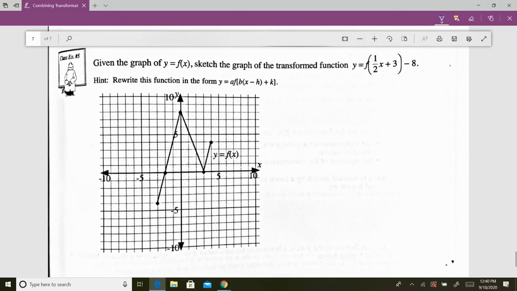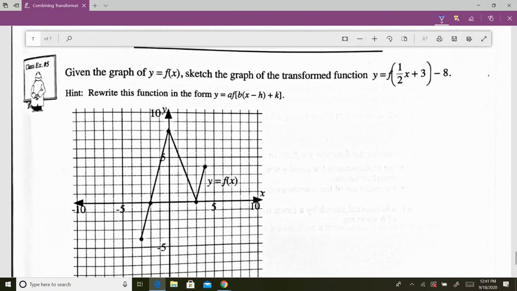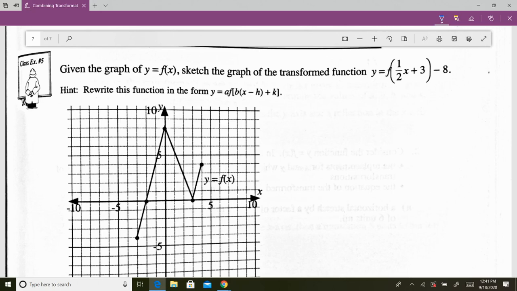So we're going to go down to this, and we're going to sketch this. Okay. So here's our function. Here is what we've done to it. F of 1/2 x plus 3 minus 8. How does this differ than this? Just looking at it, there's something slightly different about it.